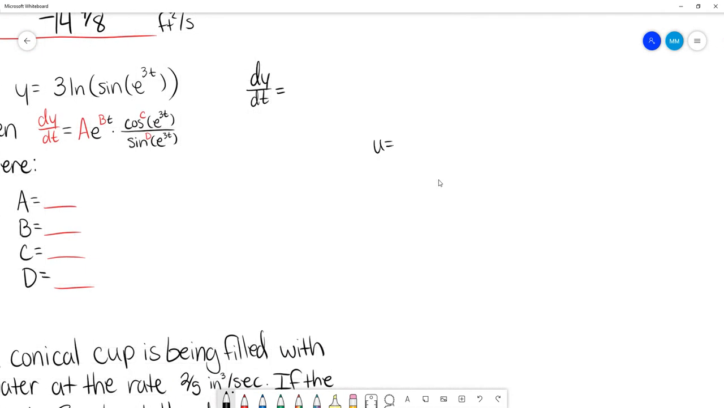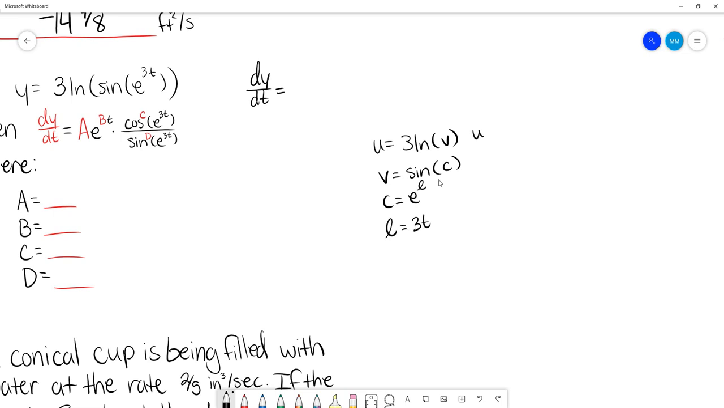So I'm going to say my u is 3 times the natural log of my first inside. My first inside is also an outside, so it's going to be sine of my next inside. My next inside is again also an outside, so it's e to the power of, and I'll use a cursive L. And then L is our final inside. It is not an outside, it's just 3t.